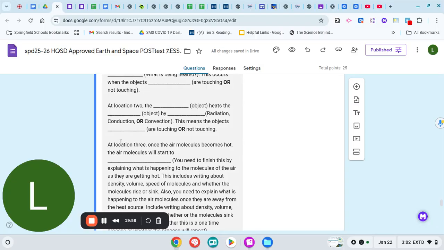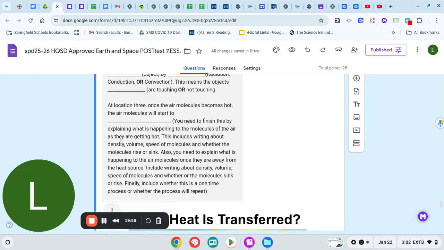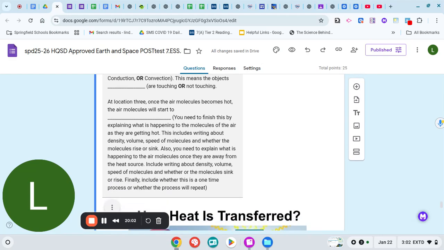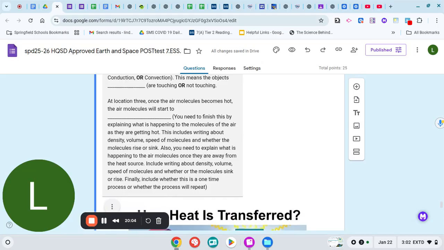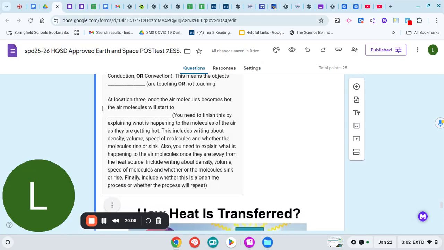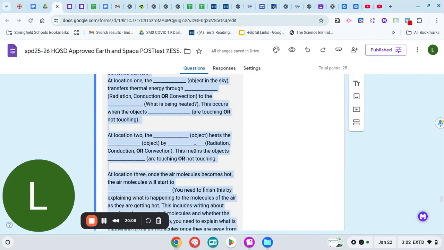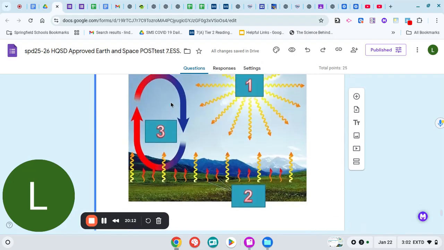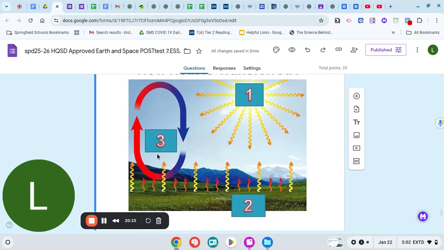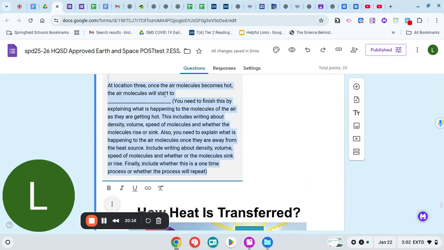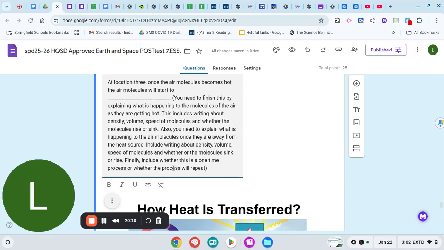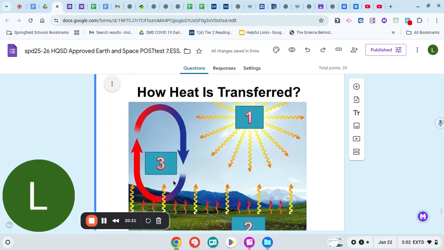Then at location 3, once the air molecules become hot, the air molecules will start to... and this is where you really are going to be on your own for the last one. So for number 3, which is this right here, after those air molecules become hot, what will they start to do? So at number 3, the air molecules become hot. What are they going to start to do?